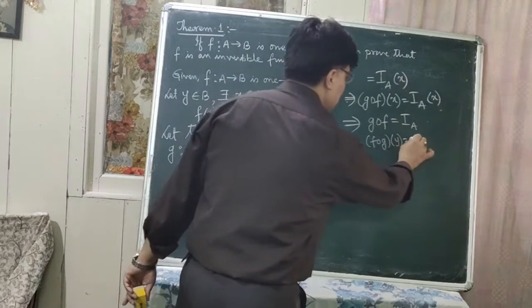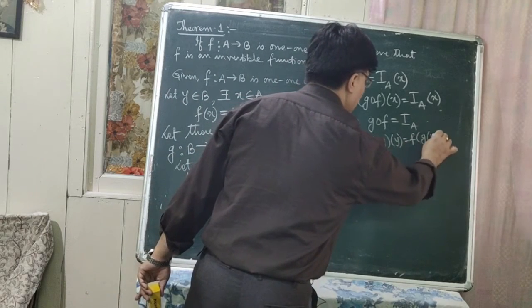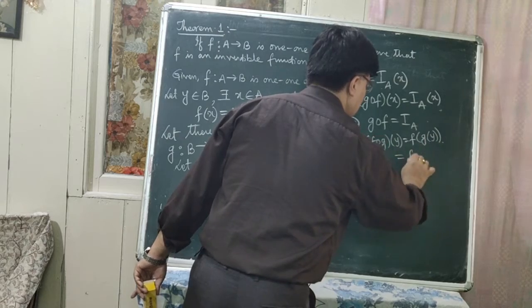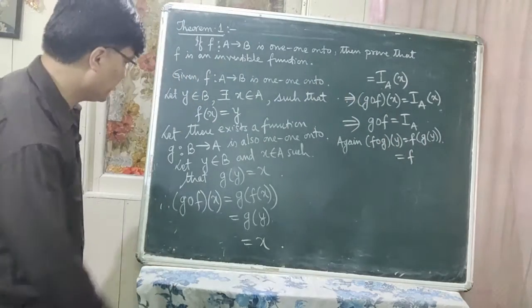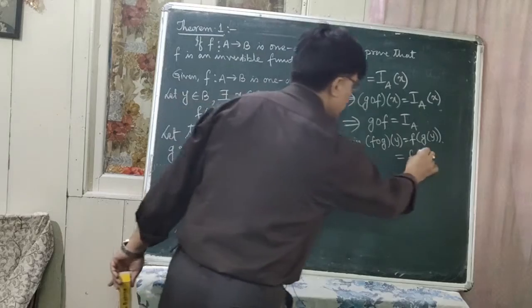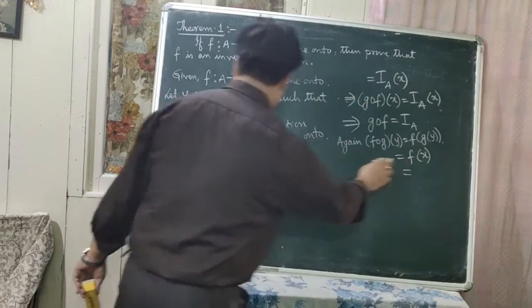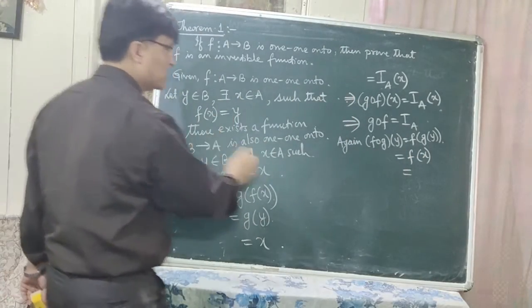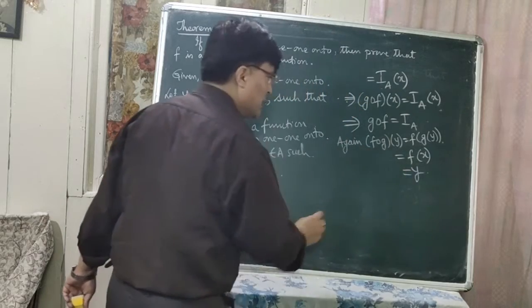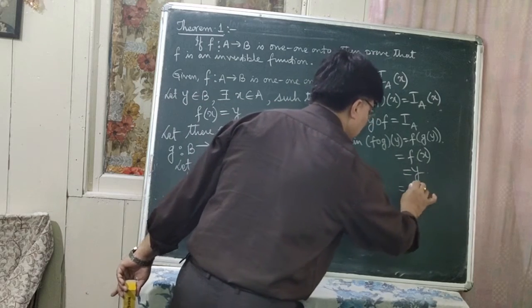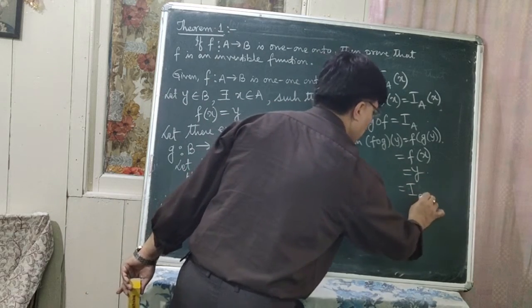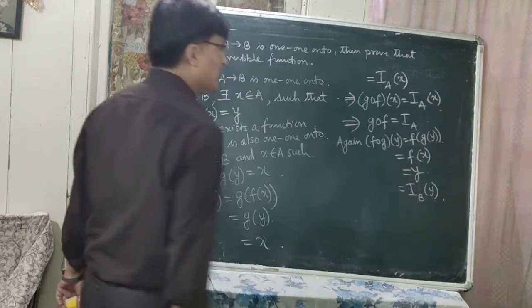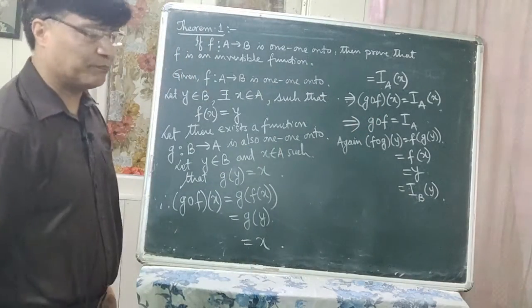Fog of y is defined as f of g of y, which is equal to f of, what is g of y? G of y here is x, and what is f of x? F of x is y, right? So which can be written as IB of y. This is IB of y because y belongs to the set b.